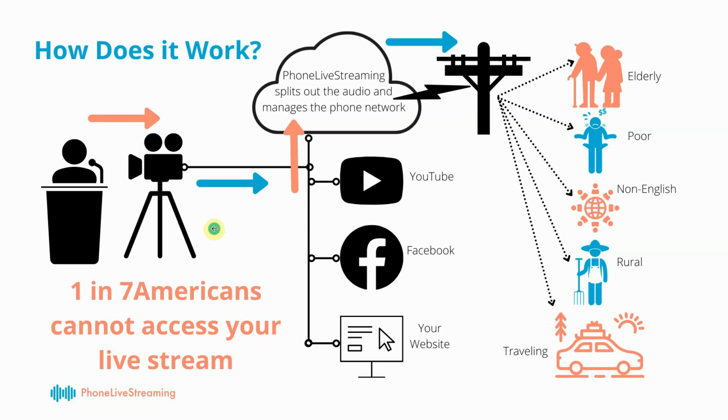How does phone live streaming work? When you're streaming your service from church, you determine what destinations you want. You can choose YouTube, Facebook, and your website. In addition to that, you can do a destination as phone live streaming, and it will then take the audio signal off of your video and clean it up and then send it across the traditional telephone line to reach people who do not have internet access.